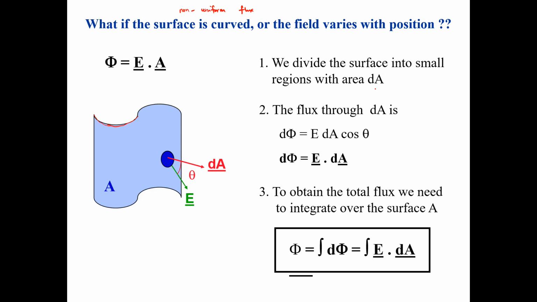Okay, infinitesimal area dA. Now, you can express this as E dot dA. So this small area here has a flux that is equal to E dot dA. And to obtain the total flux of this curve, you just have to integrate it. So, the integral of d phi is equal to the integral of E dot dA. Okay? So, integrating that, you will have phi is equal to the integral of E dot dA.